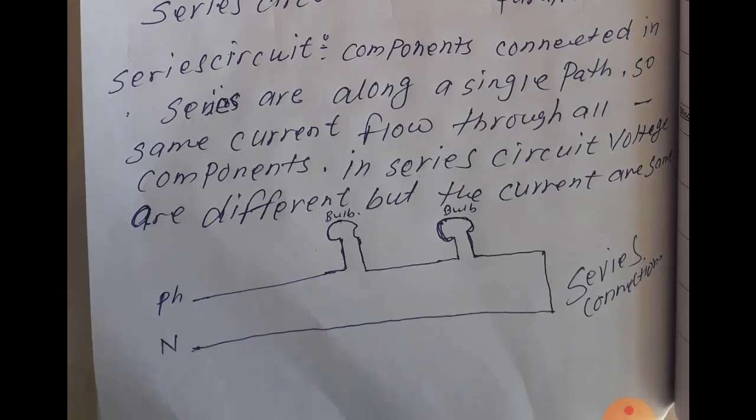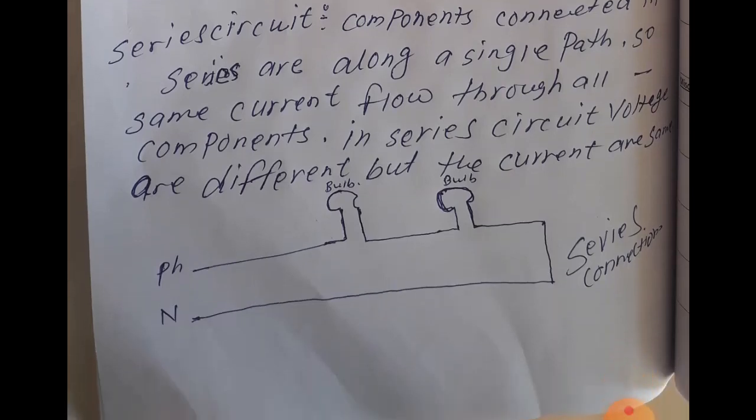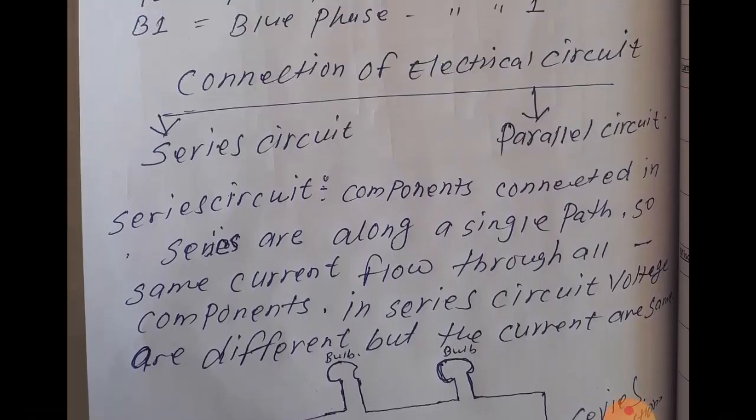I will give the diagram of series. Suppose the phase is coming from the DB, going to one equipment, then the next equipment, and then the next equipment, and the neutral wire is connected there. It is only a single path, not multipath. Parallel connection is multipath.